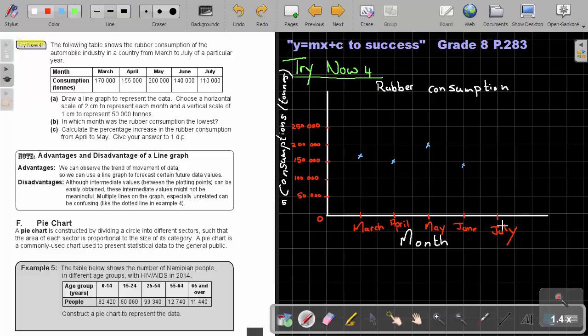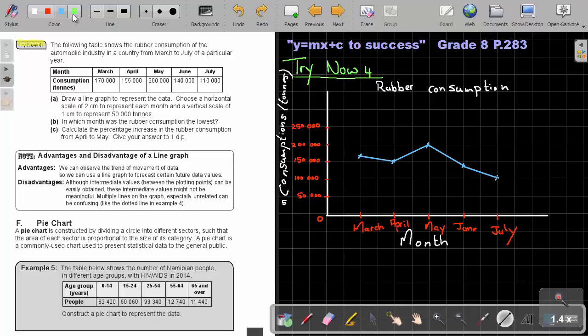And then the last one in July, what was the amount? 110. So it's one block up from 100. Then remember, just take a ruler and join those points. And there is your graph. Then they asked you, in which month was the rubber consumption the lowest? Look, there is the lowest, so that will be the month of July.